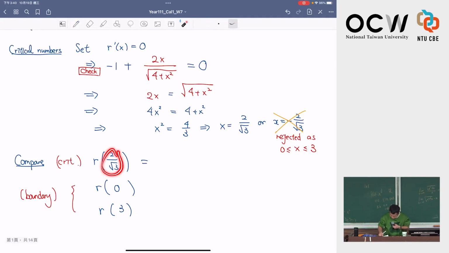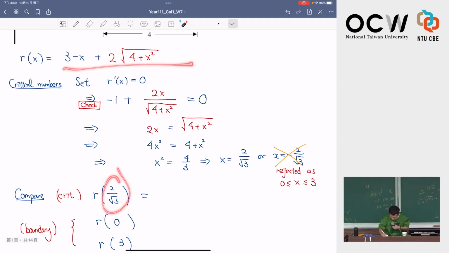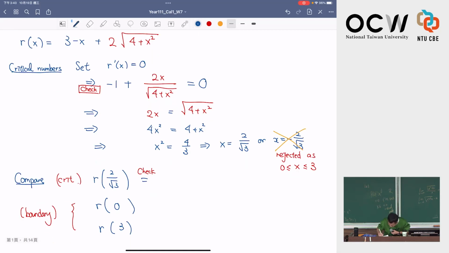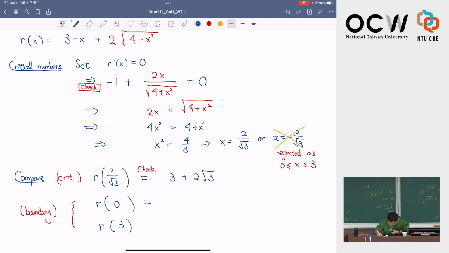Plugging a number into a function, hopefully you have no trouble, so I will let you check. The first one should be 3 plus 2 root 3. When you plug in 0, so 3 minus 0 is 3, and plus 4, so 7. And finally, when you put 3 inside the last one, you get 2 square root 13.